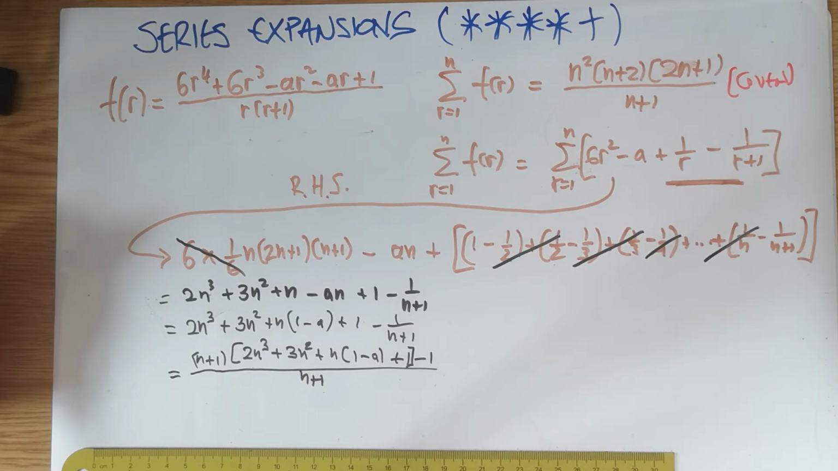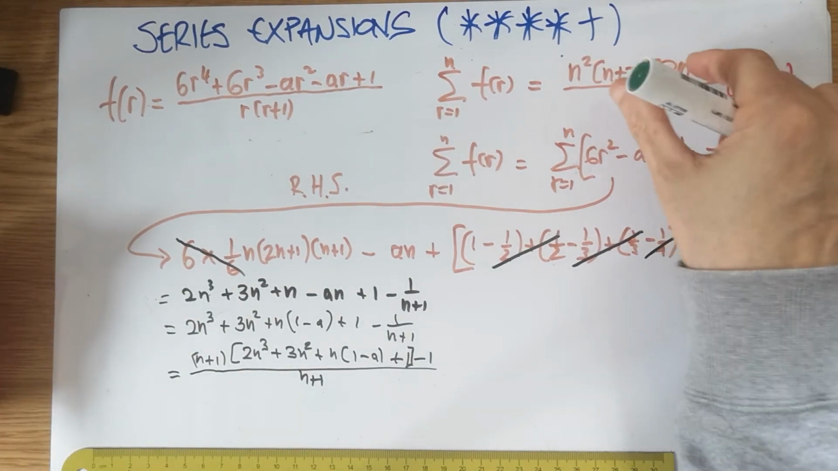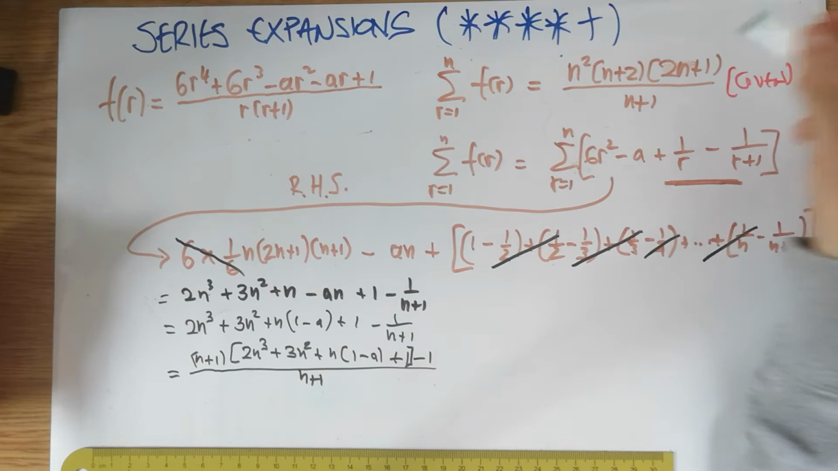So this is how far we have gone so far. And now we can compare, if you want, this quantity with this quantity. That, of course, will give us the a.